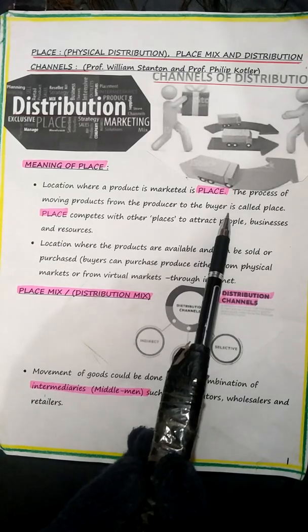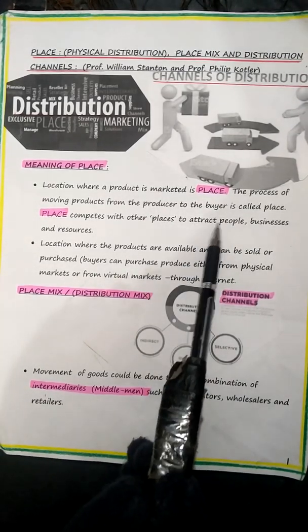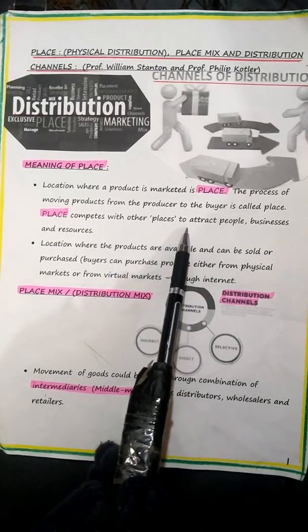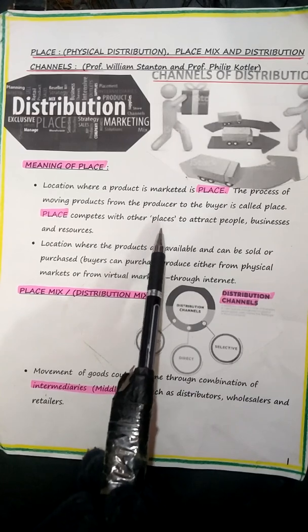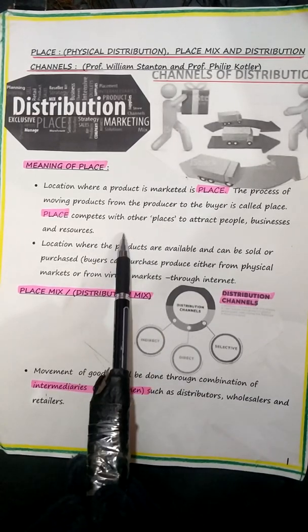One more thing, children, this is important. The process of moving products from the producer to the buyer is also called place. Place competes with other places to attract people, businesses, and other resources. Please make a note here, children. Any physical location where the buyers use, access, and purchase products is known as place.